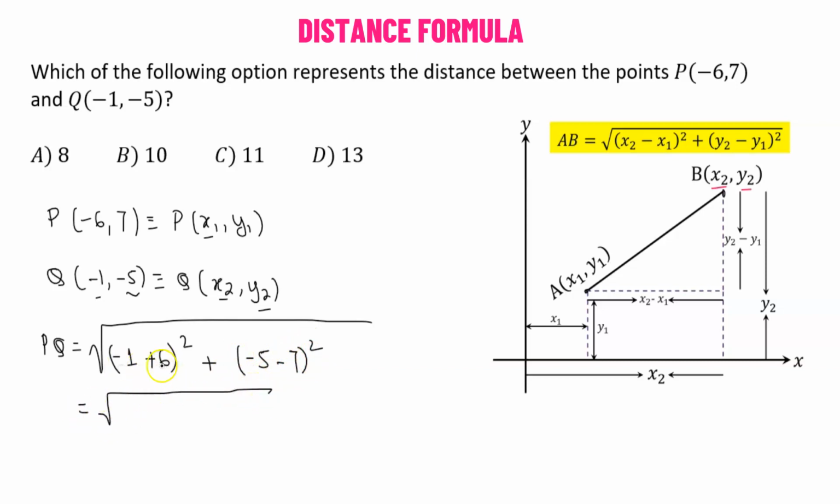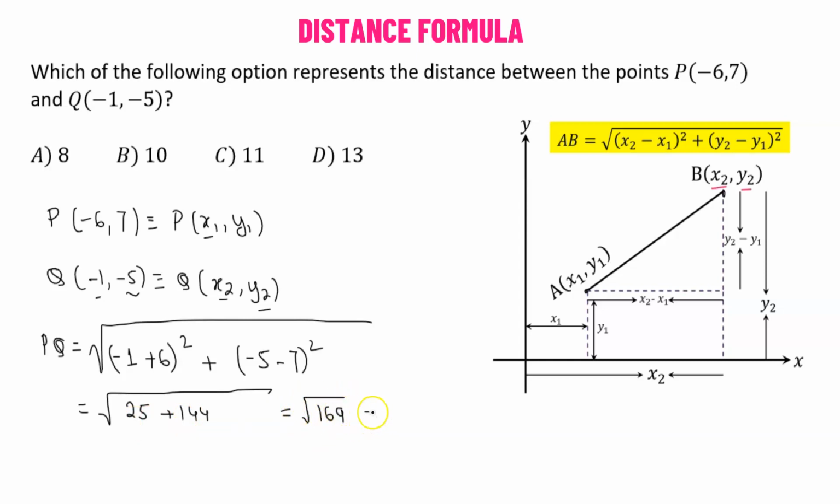Of -1 plus 6, that's +5. Squaring +5 gives us 25. Then we have -5 minus 7, so that gives us -12. Squaring it gives us 144. So 144 added to 25 sums up to 169.